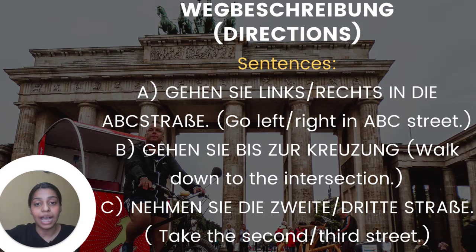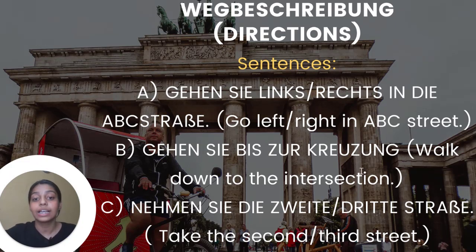Second sentence that we have is gehen Sie bis zur Kreuzung. This means walk down to the intersection. Or we can say go till the intersection. Bis zur Kreuzung. Kreuzung is a noun which means intersection. So gehen Sie bis zur Kreuzung means walk down to the intersection.